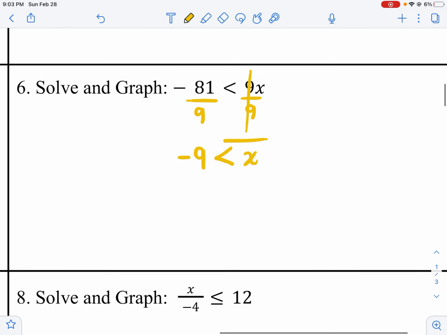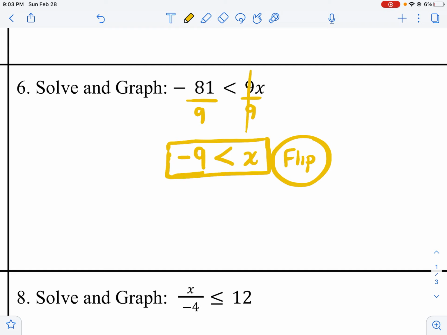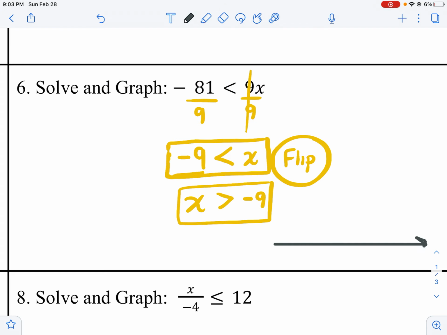Now, whenever I'm graphing, so this is absolutely correct, you could circle this answer here. But whenever I know I have to graph or make an understanding of my inequality, I always like to flip the whole thing. If I flip the whole thing, it makes the variable come first, which is easier for our brains to understand. So I'm going to flip the whole thing so that the x is over here, the -9 is over here, and the symbol flips. So -9 is less than x is the same as x is greater than -9. And now that is easier for our brains to understand when graphing.